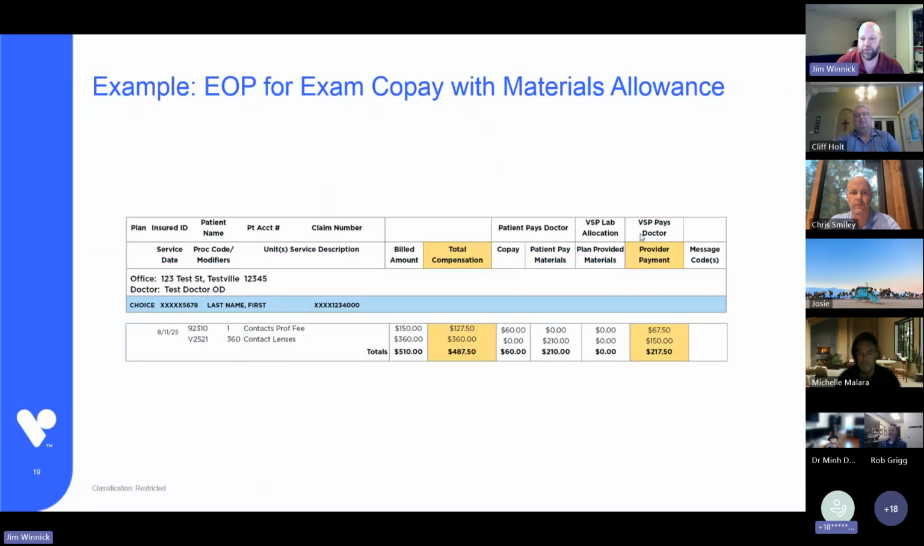So don't forget, if you are over that $60 copay amount or the $25 copay amount, if you see one of those come through, that you should be billing VSP for the remainder of those professional fees if appropriate.